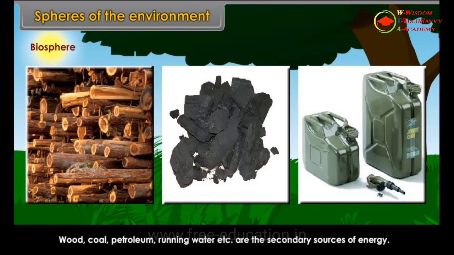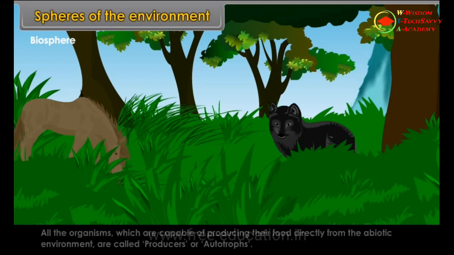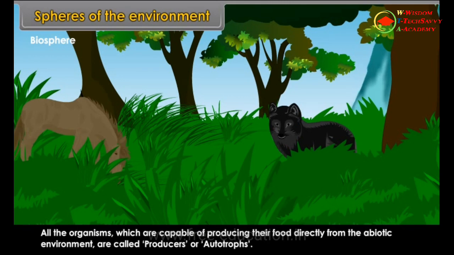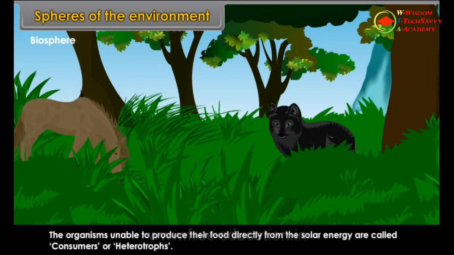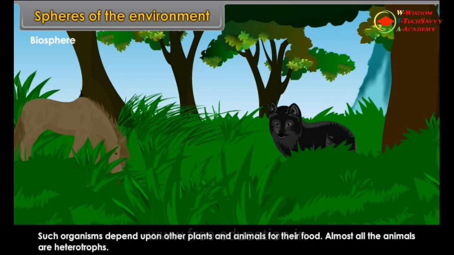In the biosphere, there are two major components, that is, the producers and consumers. All the organisms which are capable of producing their food directly from the abiotic environment are called producers or autotrophs. The organisms unable to produce their food directly from the solar energy are called consumers or heterotrophs. Such organisms depend upon other plants and animals for their food. Almost all the animals are heterotrophs.